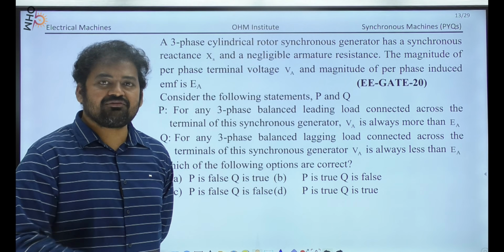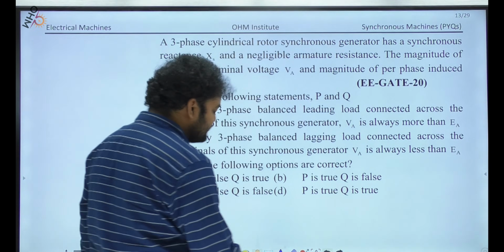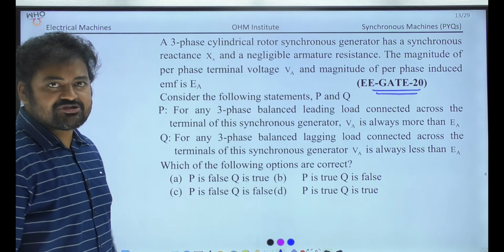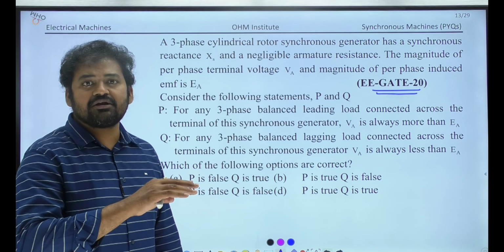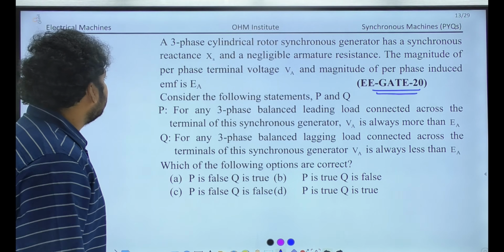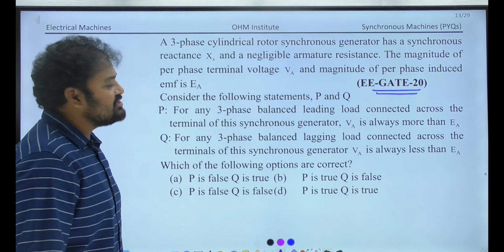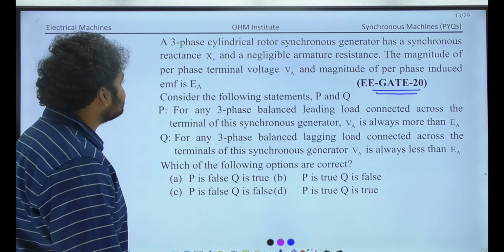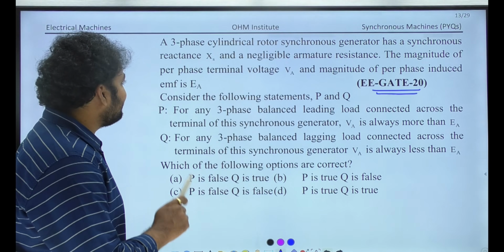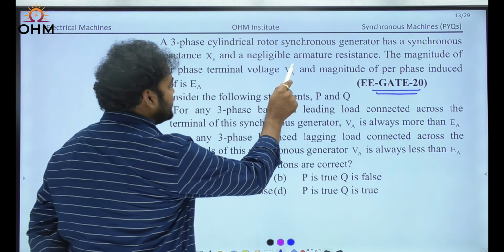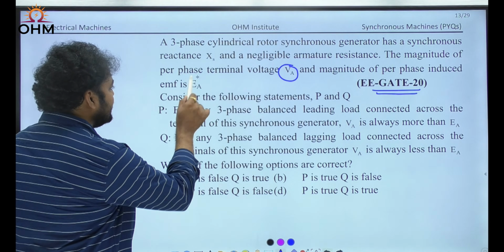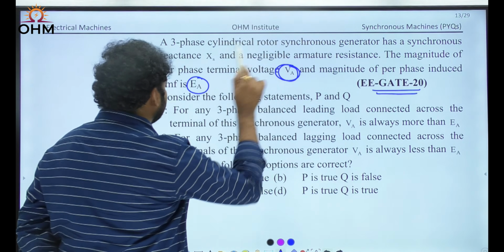Okay, so we have the next question. This is in GATE 2020 examination. Once again, the question is about excitation conditions of the machine. So see, so far we got 3 questions related to excitation conditions of the machine. So very important topic. Now see that a 3-phase cylindrical rotor synchronous generator has a synchronous reactance XS and a negligible armature resistance. The magnitude of per phase terminal voltage VA, terminal voltage, and the magnitude of per phase induced EMF EA. This is induced EMF, this is terminal voltage.